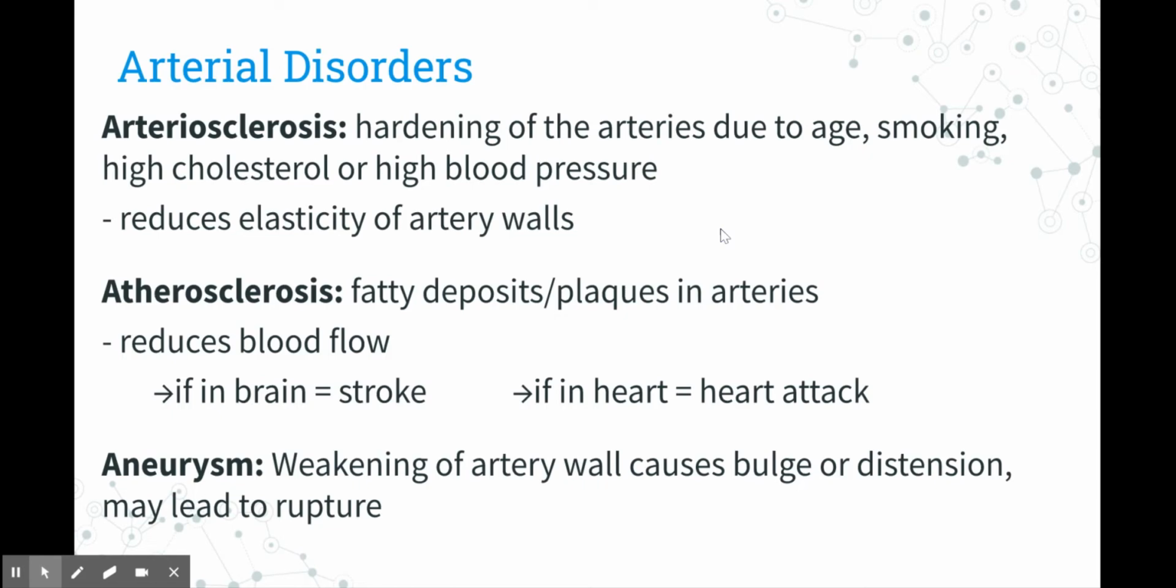Now, an aneurysm is almost the opposite. An aneurysm is where the walls of the artery become weakened, and instead of that rigid outer layer holding all that pressure in, they start to bulge or stretch. Too much stretching can lead to a rupture, and again, that can be quite fatal if that happens in the brain or in the heart.